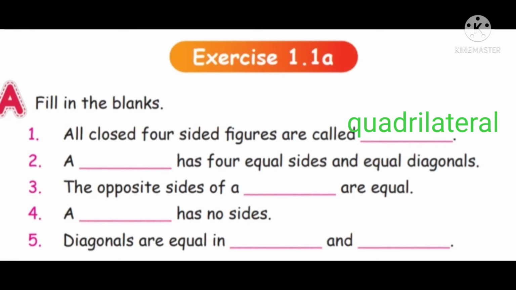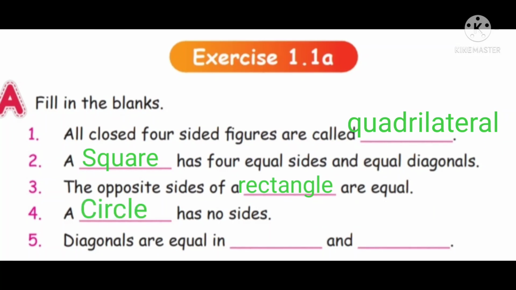Second one, a dash has four equal sides and equal diagonals. Four equal sides means all sides are equal. Where is it? In a square. So the answer is: a square has four equal sides and equal diagonals also. Third one, the opposite sides of a dash are equal. Which shape has opposite sides equal? Yes, it is a rectangle.